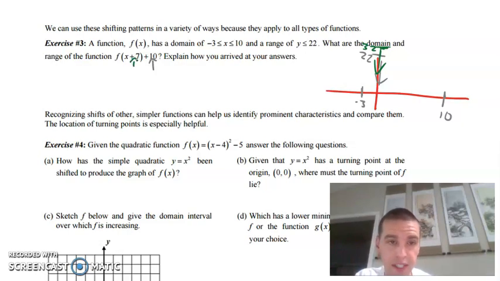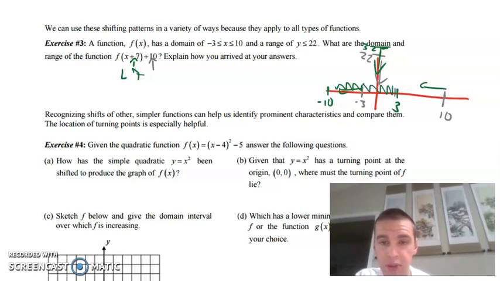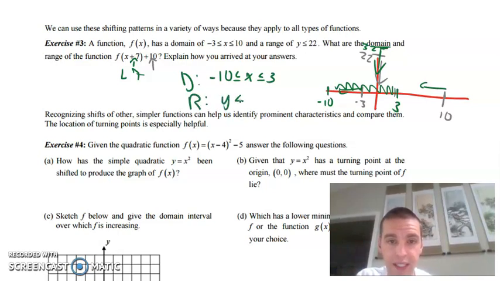And what does this positive 7 do? Moves it left 7. And so therefore now negative 3, if I move it left 7, becomes negative 10. I moved it left 7. And this 10, I move it left, becomes 3. Now I'm only looking between the green. The gray doesn't matter. And so what is my new domain? My new domain is negative 10 less than or equal to x less than or equal to 3. And my range is now y is less than or equal to 32.